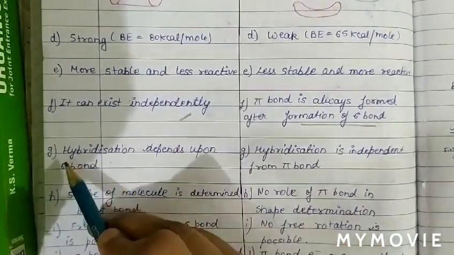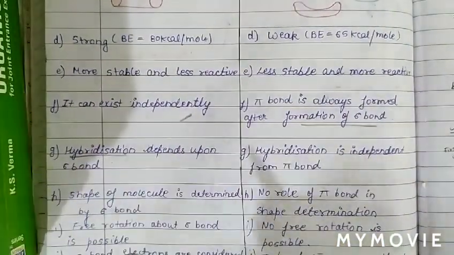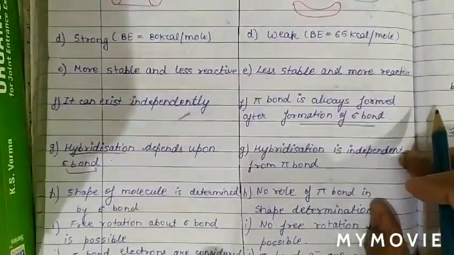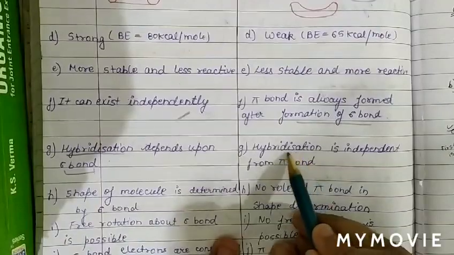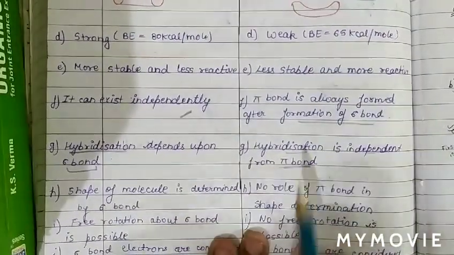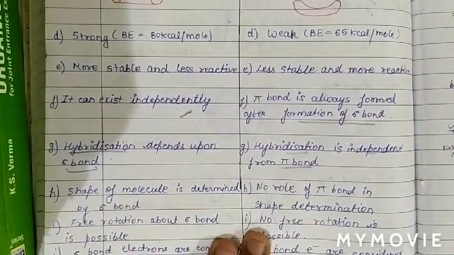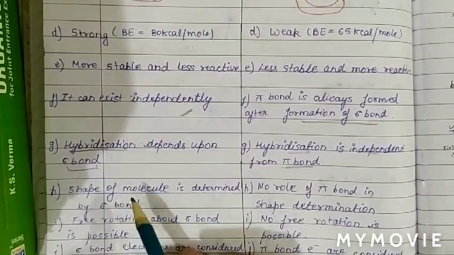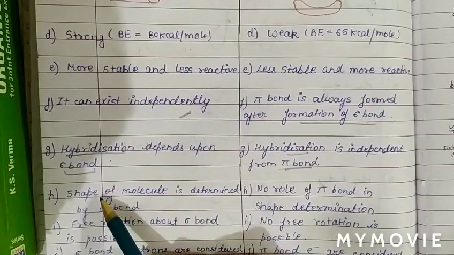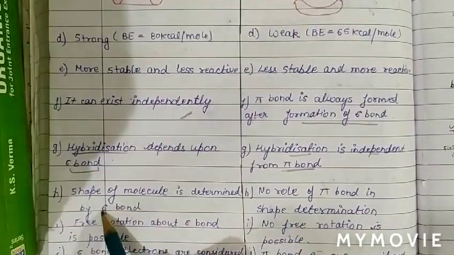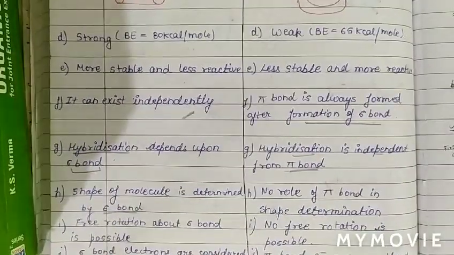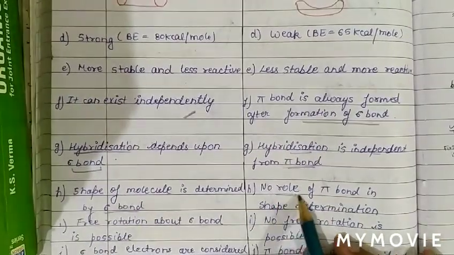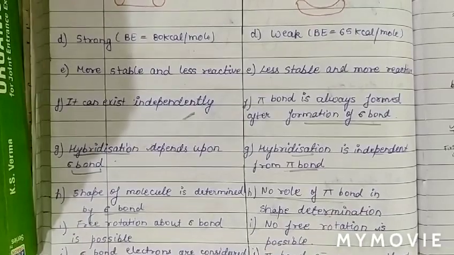See, hybridization of any molecule depends on the sigma bond only, while hybridization is independent of the pi bond. So hybridization does not involve pi bonds. Hybridization count depends only on sigma bonds. See, next, the shape of a molecule is determined by the sigma bond, while there is no role of the pi bond in shape determination.